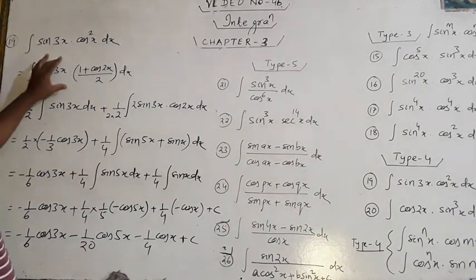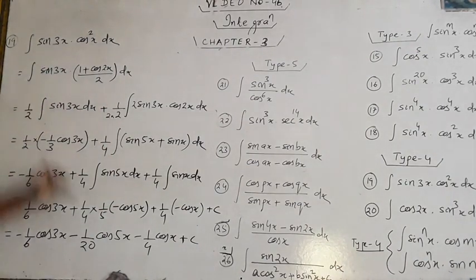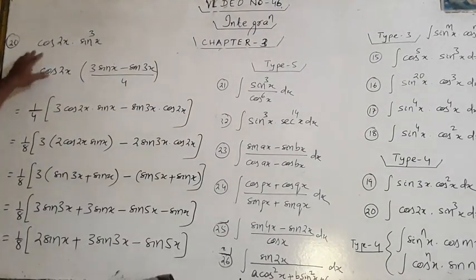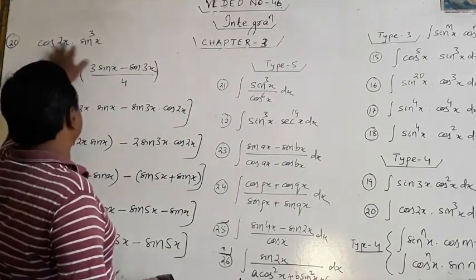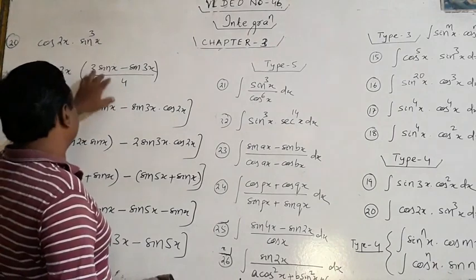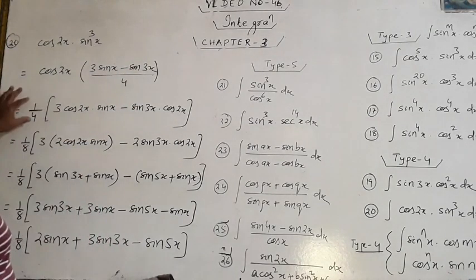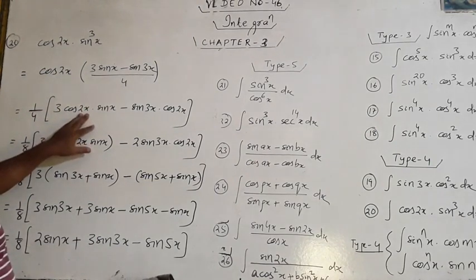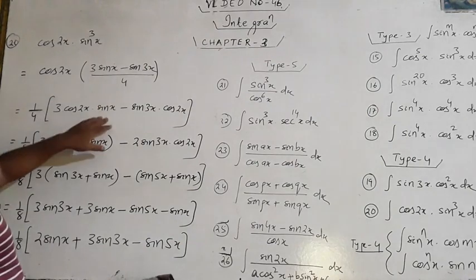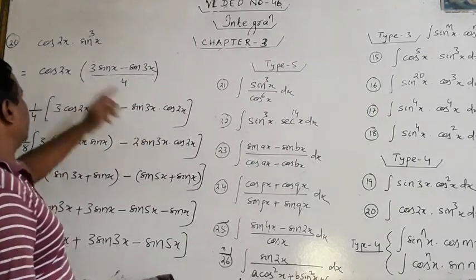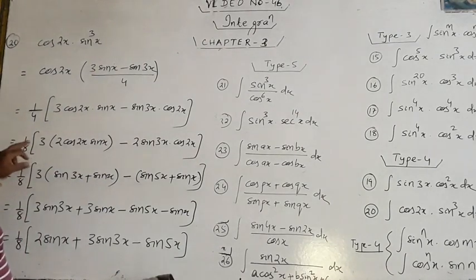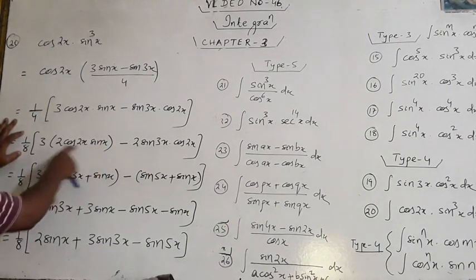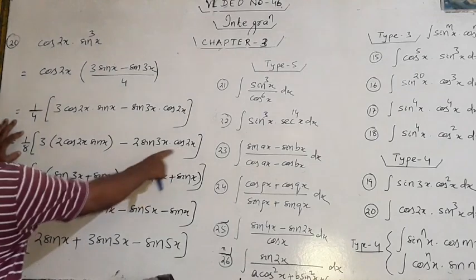That is a little lengthy, but you should do this method. Okay. Look at this problem. First I am simplifying this cos 2x sin 2x, converting all to angle. It is 3 sin x minus sin 3x by 4. Then multiplying it, taking 1 by 4 outside. 3 cos 2x. Mind it, the bigger should be in front in the initial position. It is cos 2x sin x. It is sin 3x into cos 2x. Then multiply 2. And if you multiply 2, it is 3 times 2 cos 2x sin x, and it is 2 times sin 3x cos 2x.